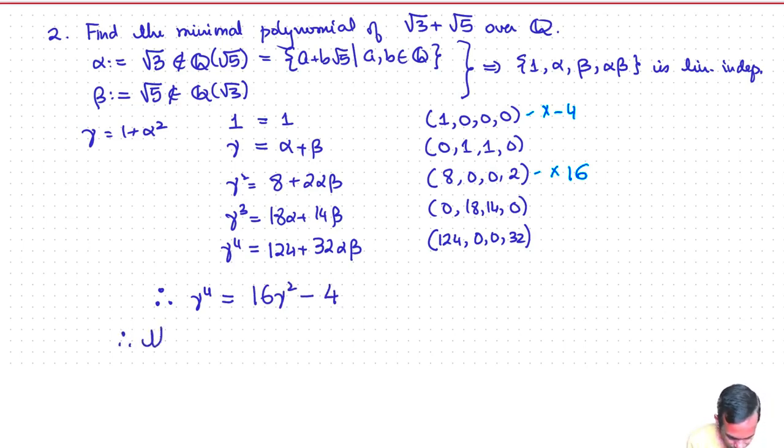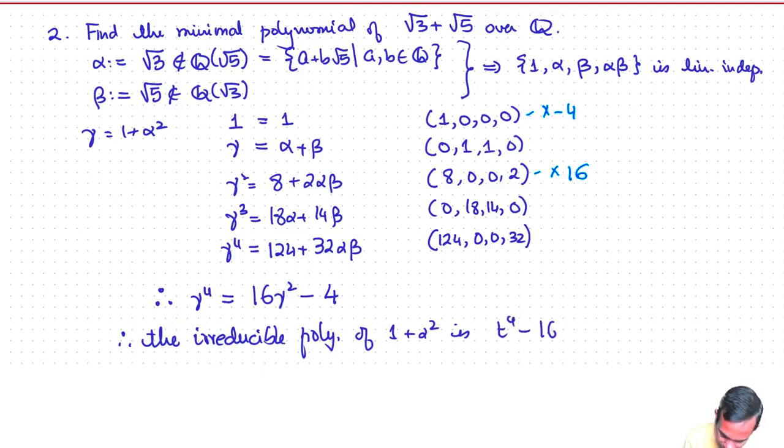Therefore the minimal polynomial, the irreducible polynomial of 1 plus alpha squared is 16 t to the power 4 minus 16 t squared plus 4. That's the solution.